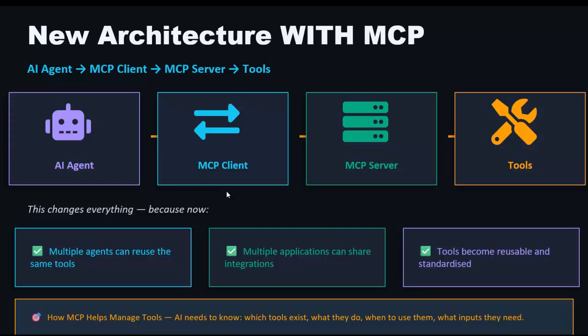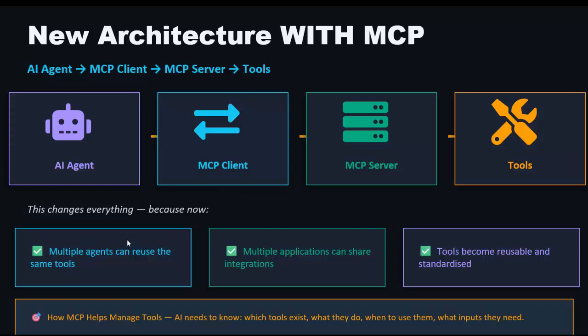So now the architecture becomes: AI agent connected to MCP client, connected with MCP server, and the MCP server has many tools that you can see. And this changes everything, because now multiple agents can reuse the same tools. Multiple applications can share integrations, and tools become reusable and standardized. Means here tools are exposed through MCP servers only, that you can see here.